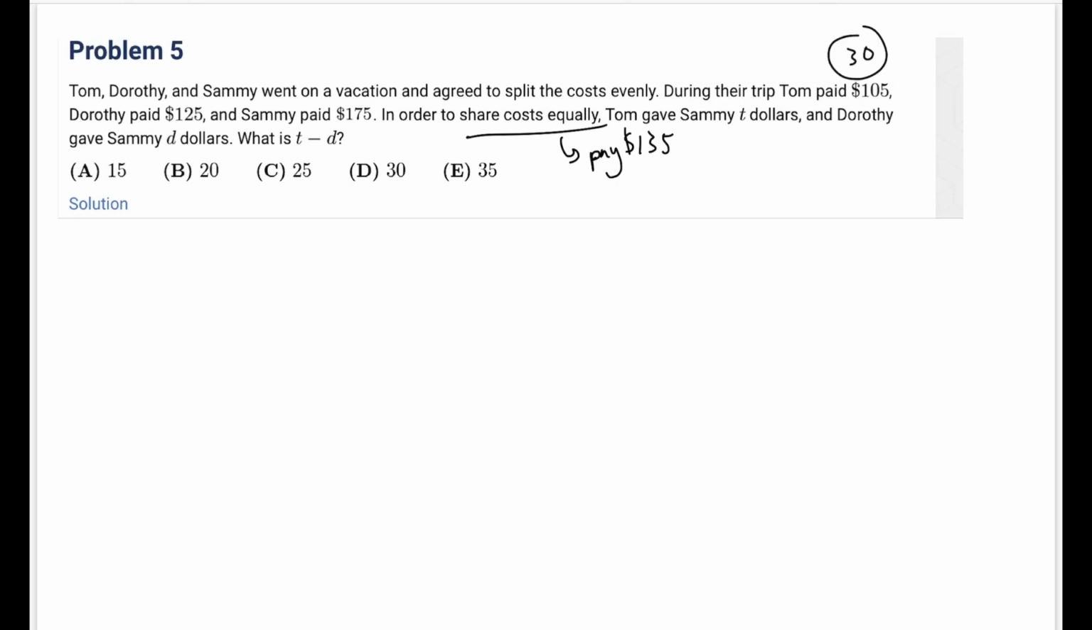And so for Tom to pay $135, he should give Sammy $30, so that's T, and then Dorothy would have to make it to 135, so she would need to give $10. So what is T minus D? It's 30 minus 10. The answer is B.